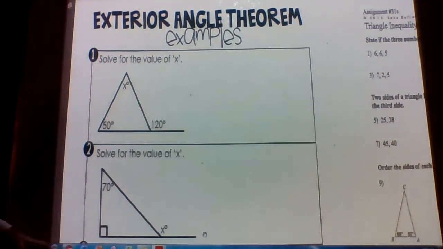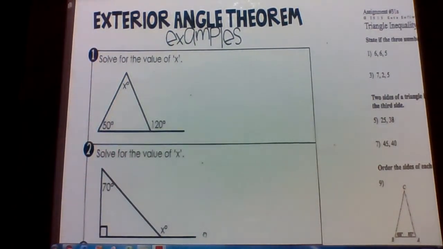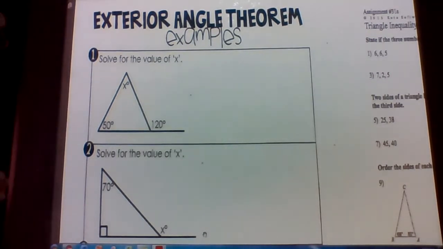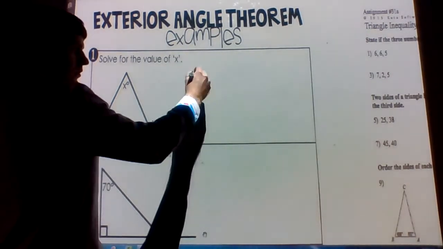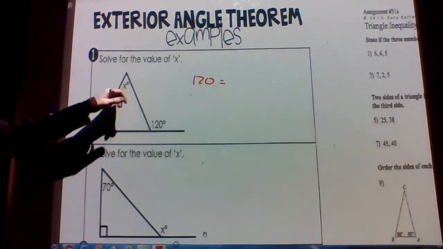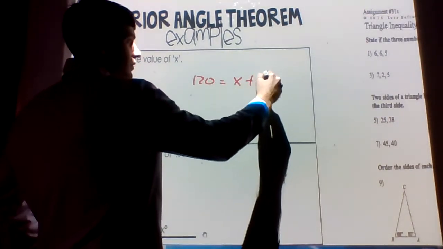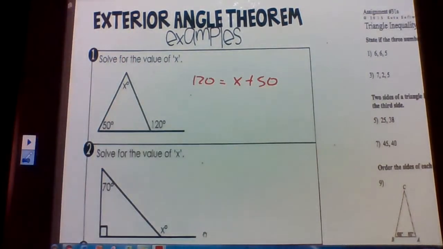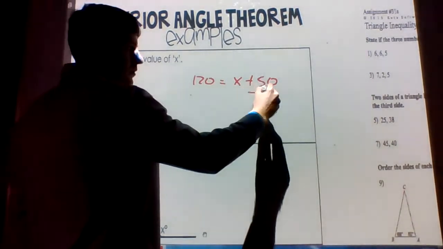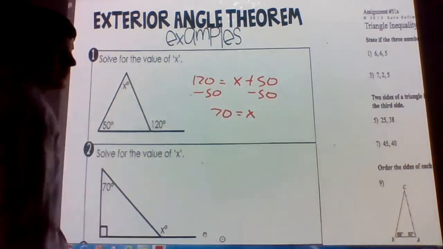Okay, this was the exterior angle theorem and triangle inequality theorem handout. So the exterior angle theorem is simply that the exterior angle is going to equal the sum of the opposite two interior angles. Here our exterior angle is 120, so that's going to equal the sum of the opposite two interior angles, x plus 50. Okay, and we can subtract 50 from both sides, and we get 70 equals x.